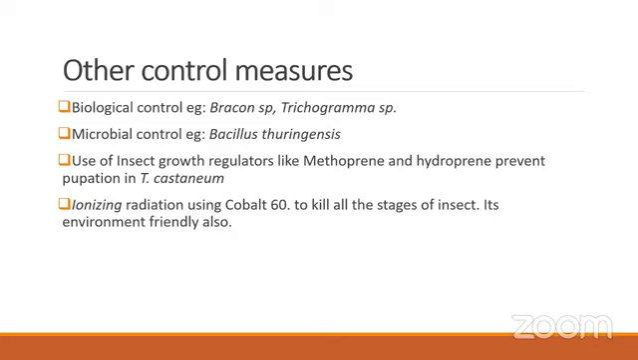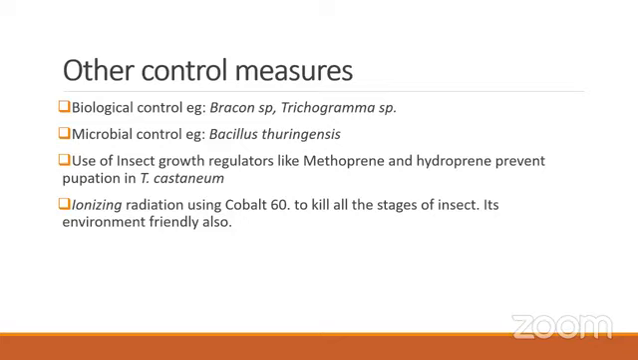Next is the use of insect growth regulators like methoprene, even hydroprene. They prevent pupation, specifically in the case of Tribolium castaneum.